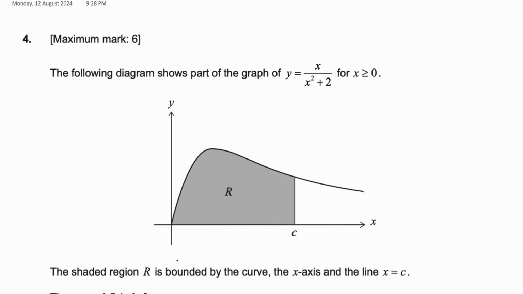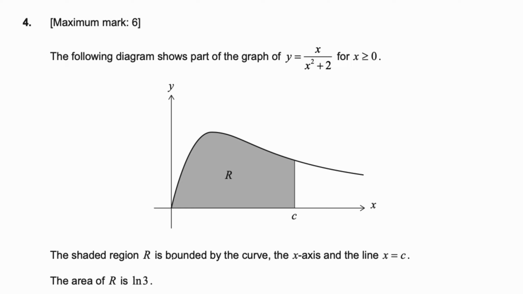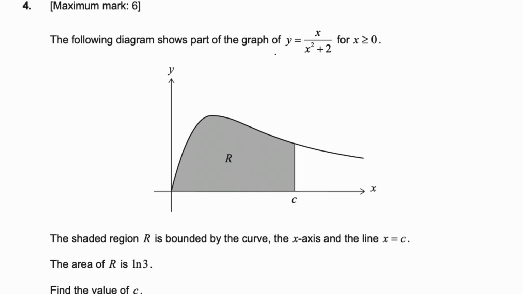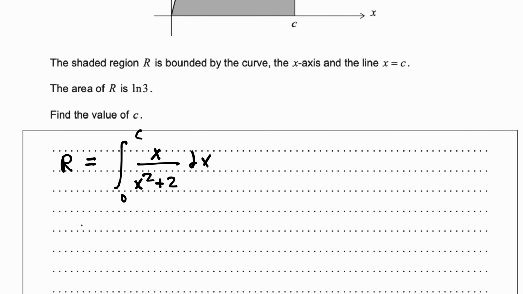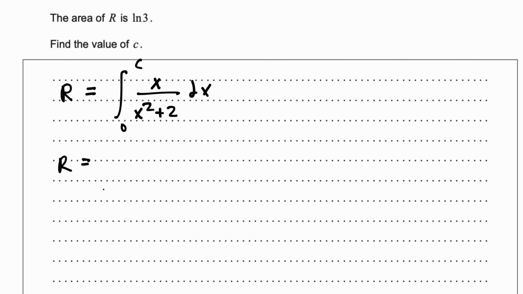Okay, let's solve this problem. The first step is to integrate. This is an integration problem, and it's definite integration, so we need to set our boundaries. We directly know that the region R, which we want to find, is equal to the integral of x over x squared plus 2 with respect to dx from 0 to c. When I solve this, I'll get the area of the region R. And we know the region R is equal to ln3, but we'll use that at the end.